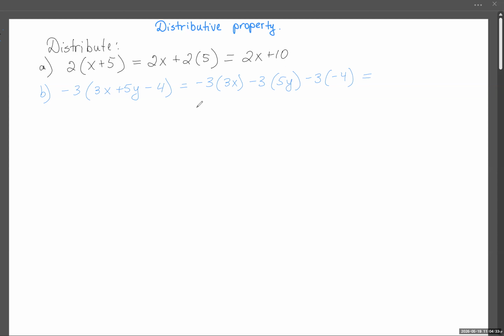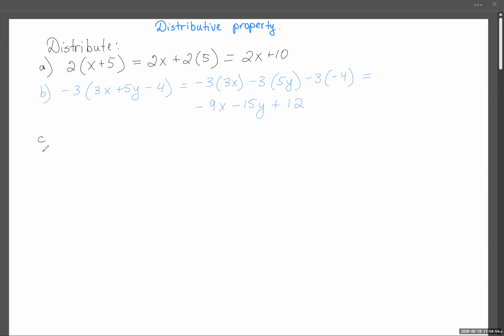-3 times 3x, that is -9x. -3 times 5, that's -15, and then I had a y next to it. -3 times a -4, that is plus 12. Now there's no like terms, so you are going to leave it just like this.